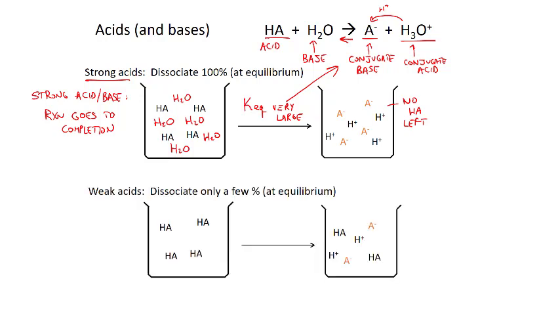Okay, so a weak acid or base dissociates only a few percent at equilibrium. So if we had a weak acid, the equilibrium would look more like this. So the key feature of a weak acid or a base is that at equilibrium, we have both conjugate base and conjugate acid present.